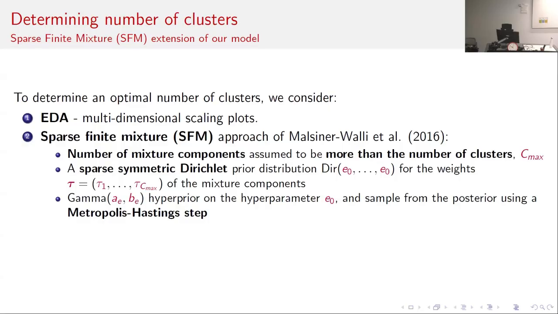And then you have a sparse symmetric Dirichlet prior for the weights tau, which are the weights indicating the probability of a network to belong to a cluster. And we have a stick-breaking representation for updating those. And then there is also a hyperprior on the parameter of the Dirichlet. These are also updated with a Metropolis-Hastings step. So this is just the formulation by Malsiner-Walli and colleagues, and it actually worked quite well even with the network data that we have.